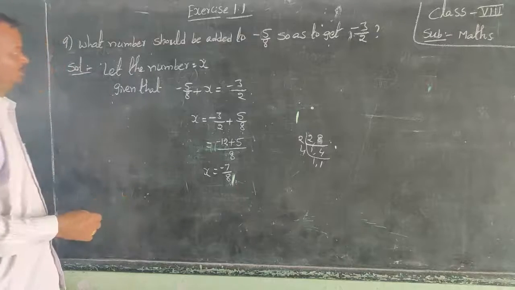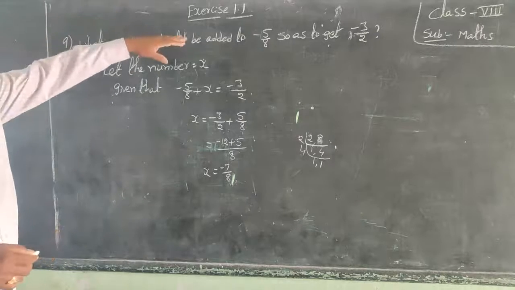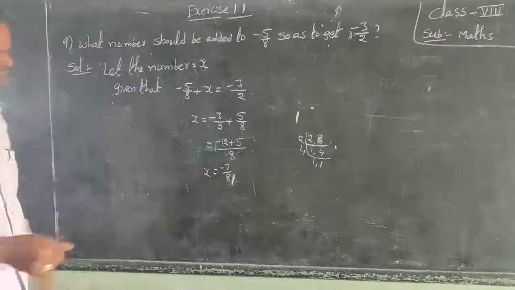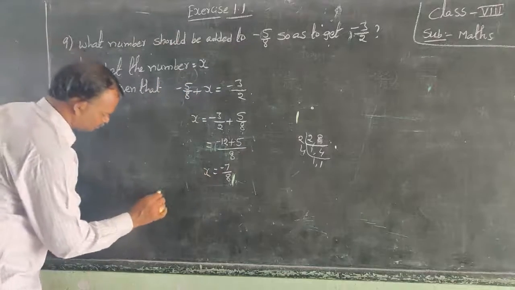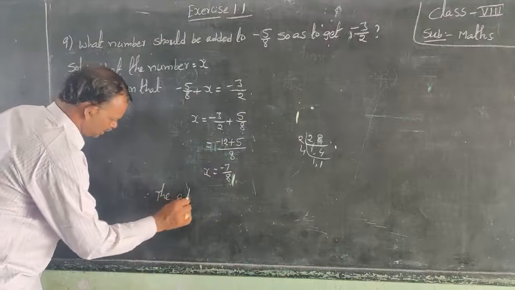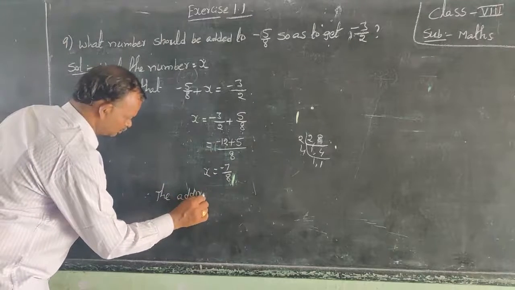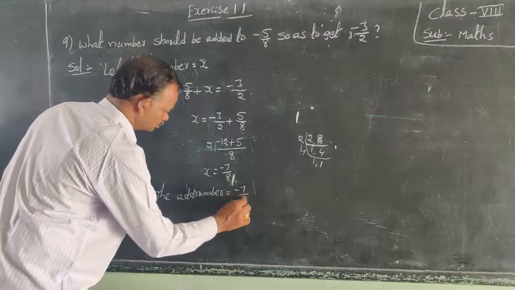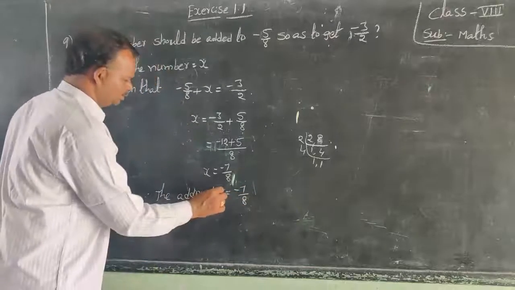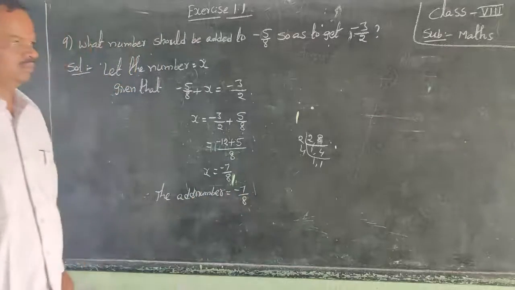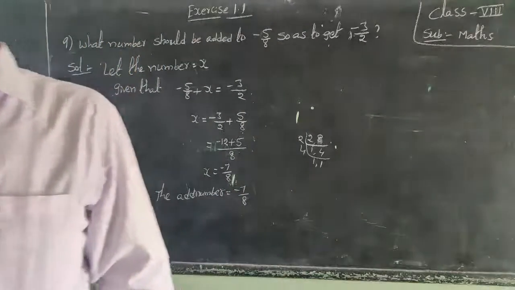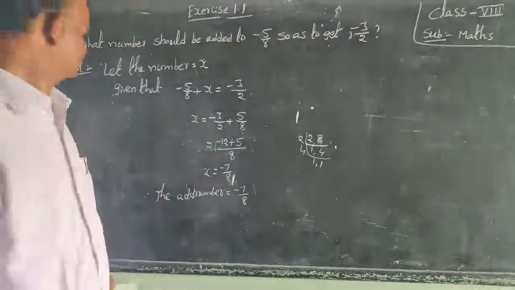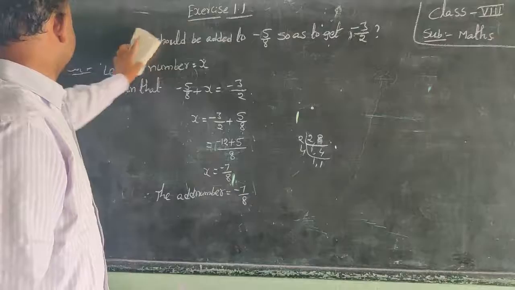The last step: what number should be added. Therefore, the added number, which we are taking as x, has the value minus 7 by 8. Therefore, the added number is equal to minus 7 by 8. Next one.